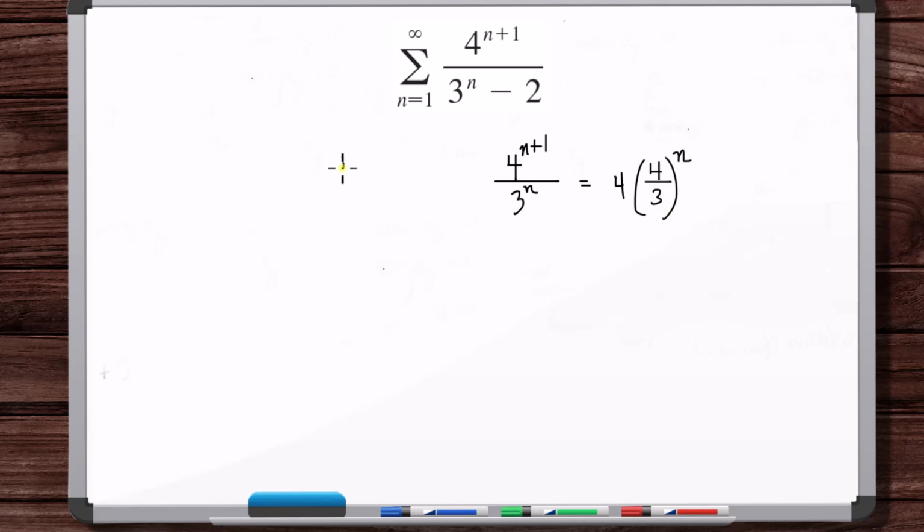Okay, so how does that compare to this? Well, we're always subtracting a 2 from the denominator. So the denominator here is always smaller, so this is greater. This is always greater than this, and this is divergent, so this works.